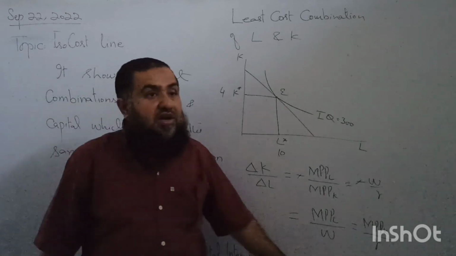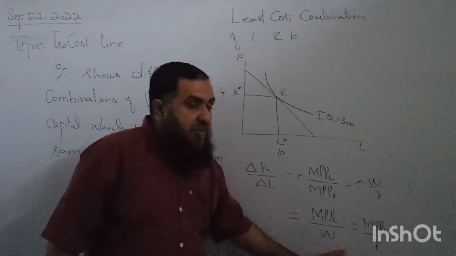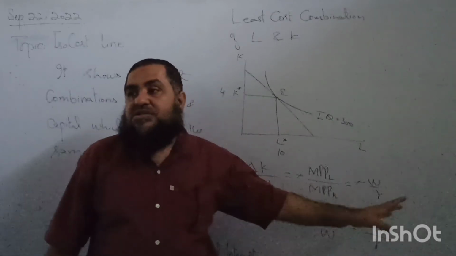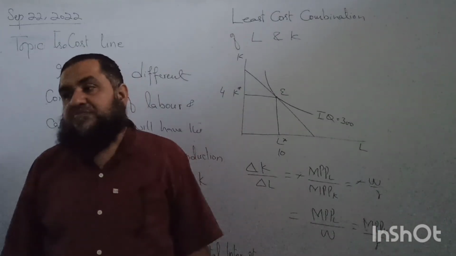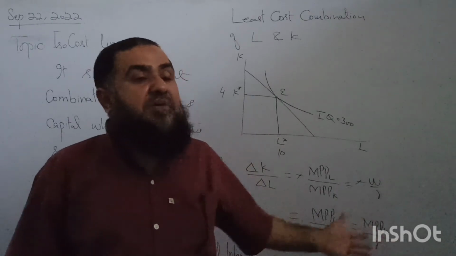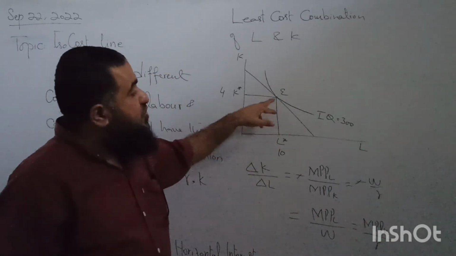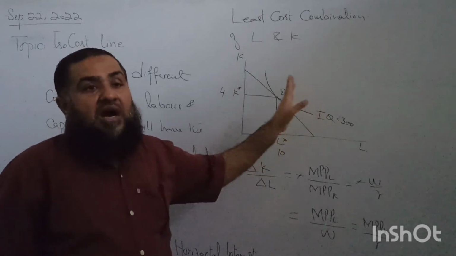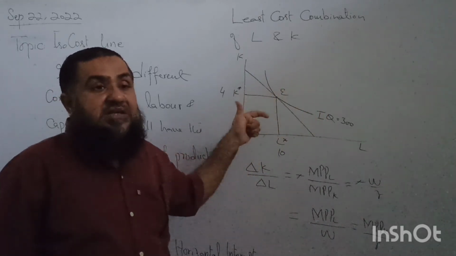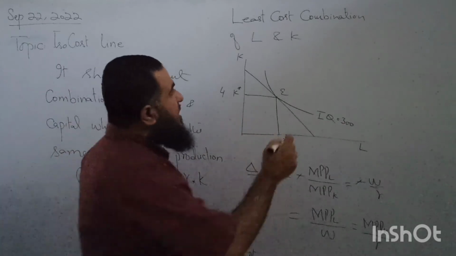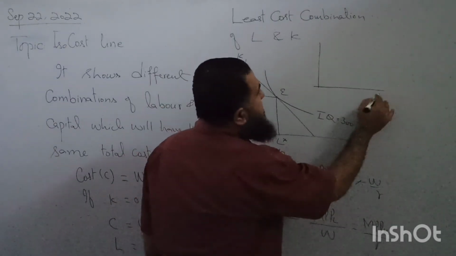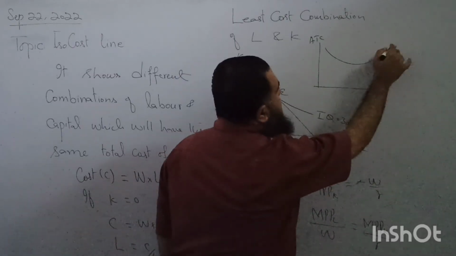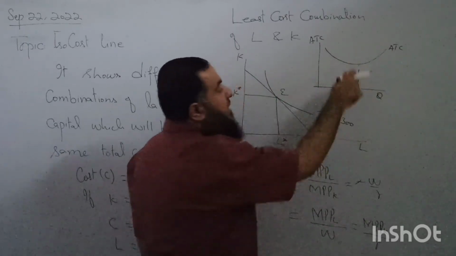That each dollar employed in labor and capital will have equal marginal physical product. Clear? So this combination where the isocost line makes a tangency with the isoquant curve is the least cost combination. I would rather say this is the point where the average total cost of production of the producer is minimized.